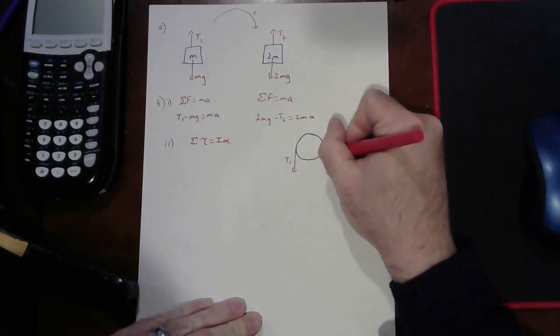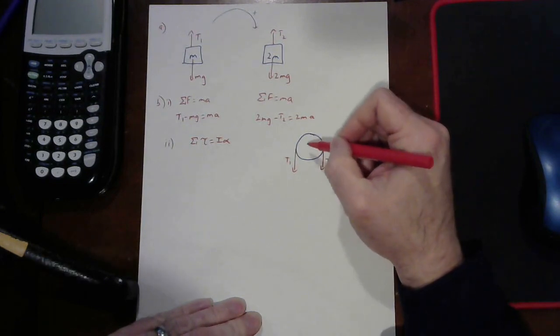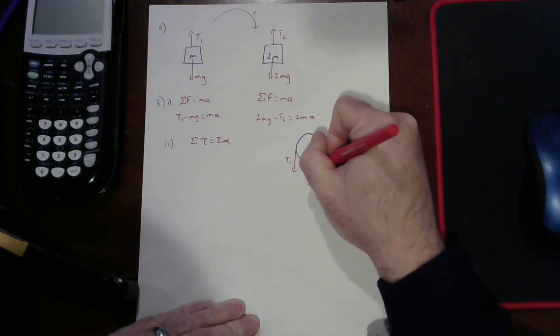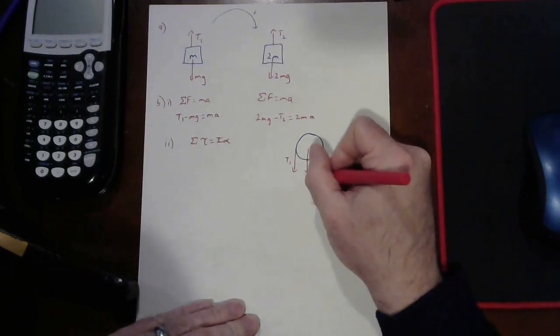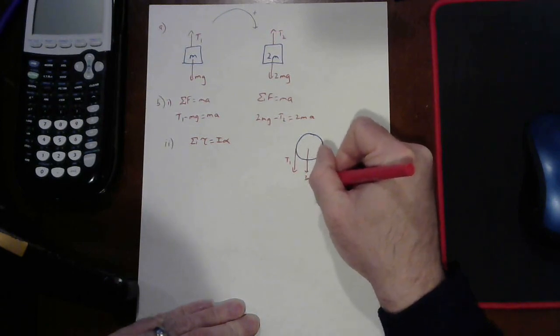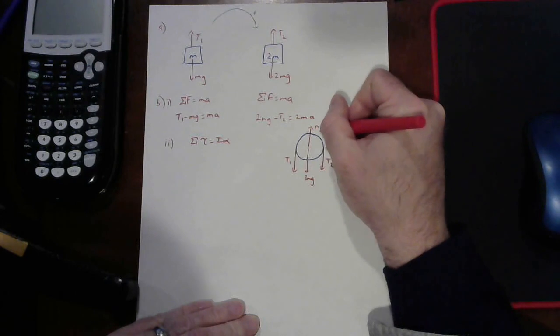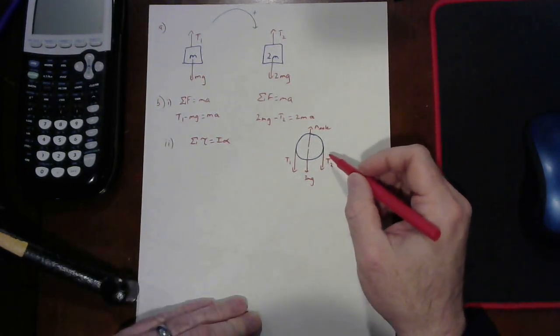And I'll have a tension here, T2. The only other thing is there's going to be a ranged force, the gravitational force, mass of the pulley times g. Now the mass of the pulley is 3m, so we could call that 3mg. And there'd be a normal force from the axle pushing up. And that's my forces on the pulley.